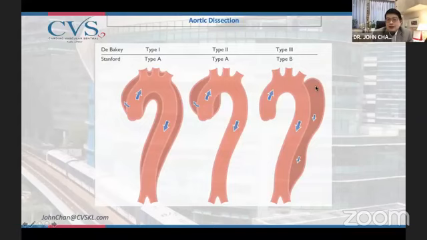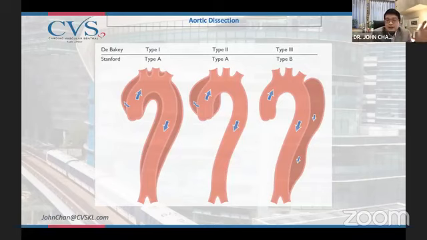If the dissection is limited to the descending thoracic aorta, this part of the aorta, then in most cases, they can be successfully treated with blood pressure control. So adequate blood pressure control is needed for all cases of aortic dissection. In the case of type A aortic dissection, they would require surgery. In most cases of type B aortic dissection, they do not require surgery. Most of these cases can be controlled with adequate blood pressure control.